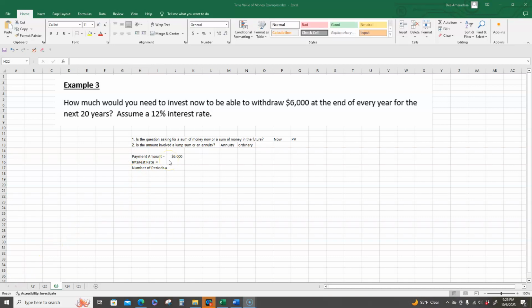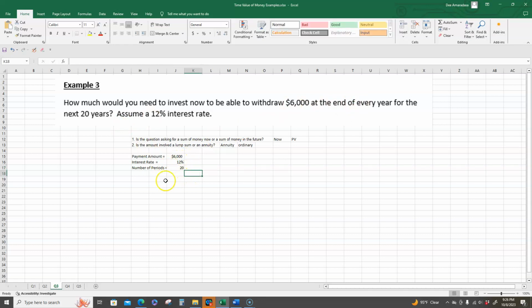What about the interest rate? Again, interest rate, you have to be aware of what is your compounding period. So are you compounding annually, quarterly, semi-annually, and so on? This question doesn't mention anything, so we are assuming it's annual compounding. So if it's annual compounding, it's easy. Interest rates are always stated as an annual percentage, so 12% is the interest rate. The number of periods, they're talking about 20 years, so the number of periods is 20.